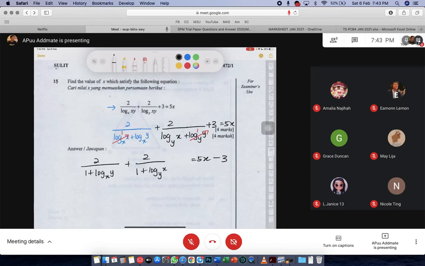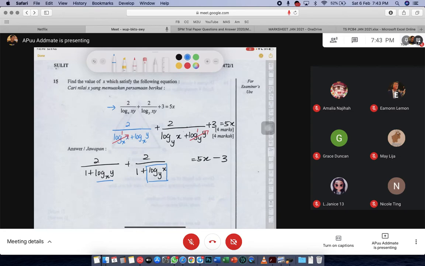Kamu akan nampak yang ini sepatutnya log base xy kan? You will try your best and get this one as log base xy also. Okay? Cuba dapatkan log base xy juga. So, apa yang boleh buat sini? Cuba tukar. Benda ni tukar jadi log base x.